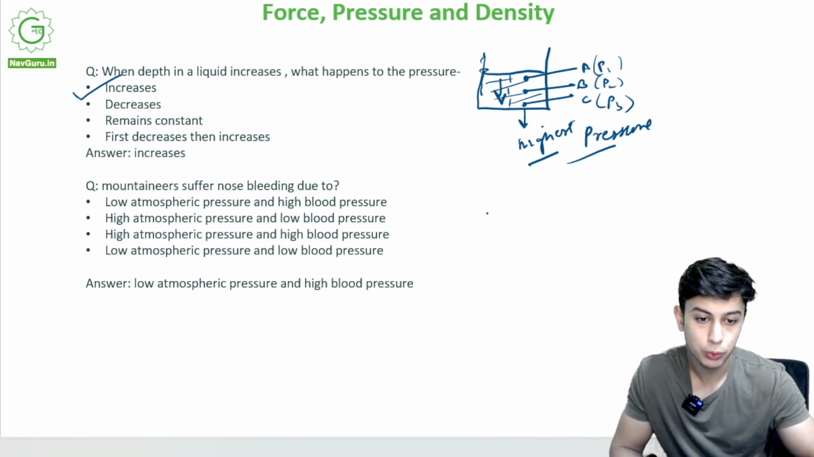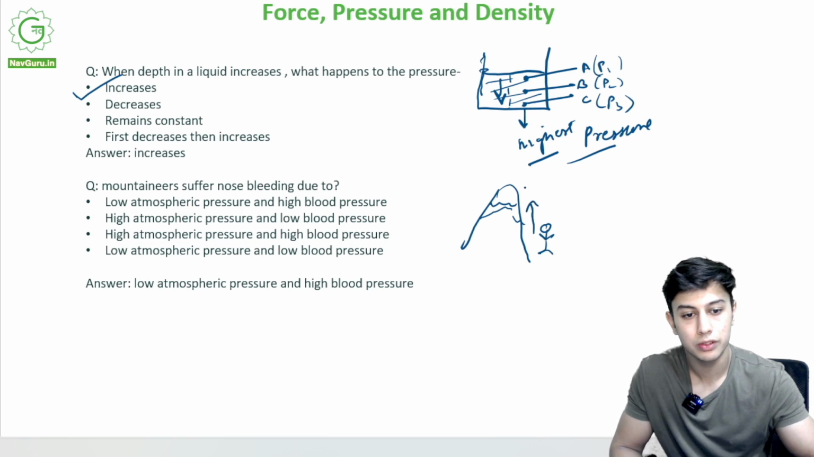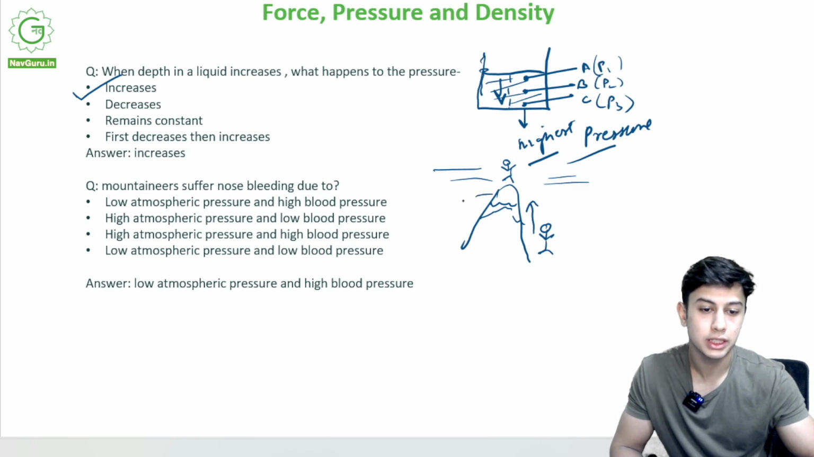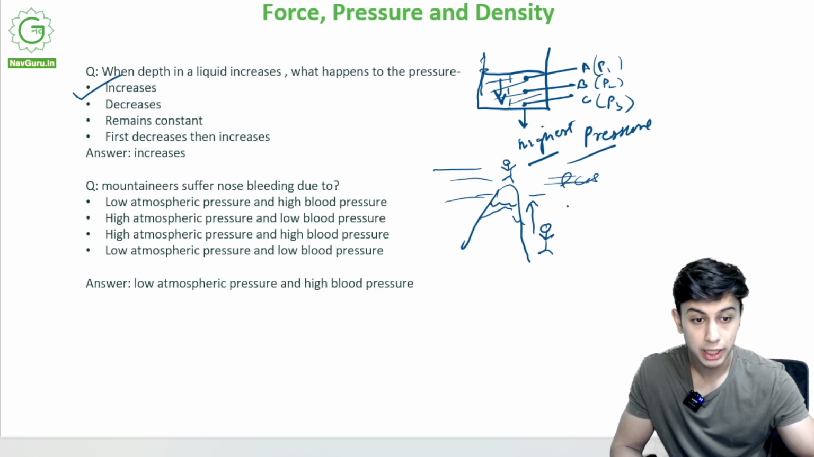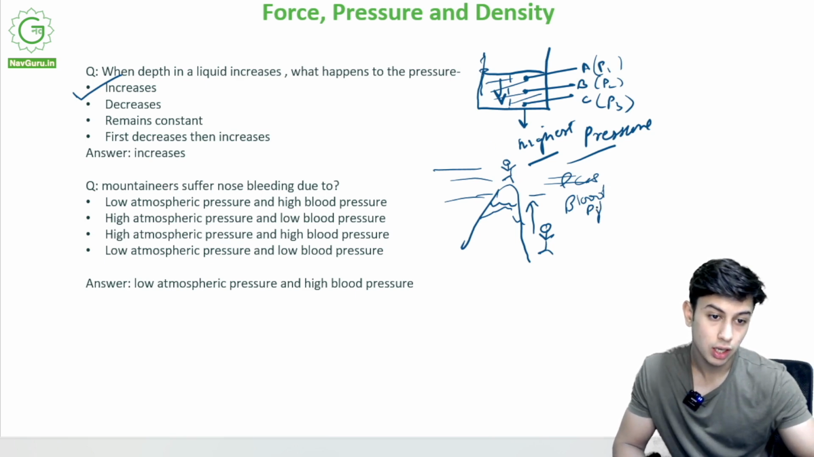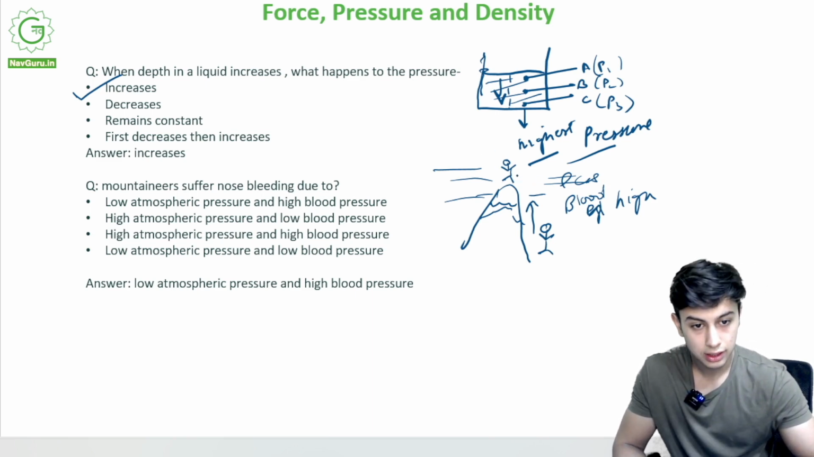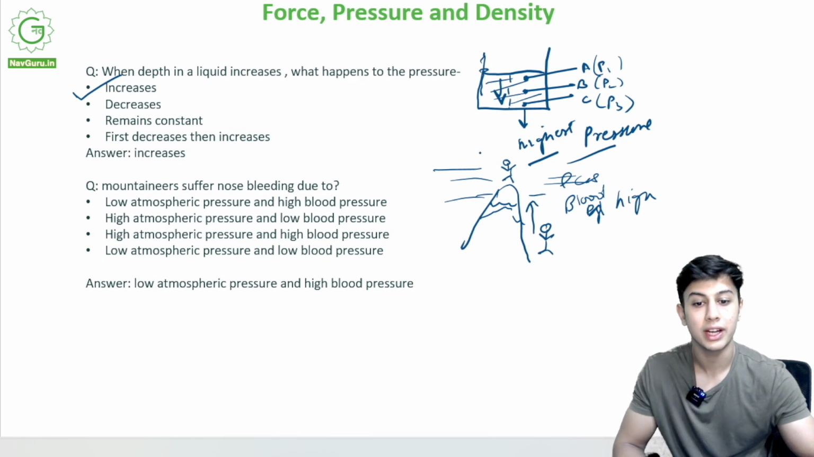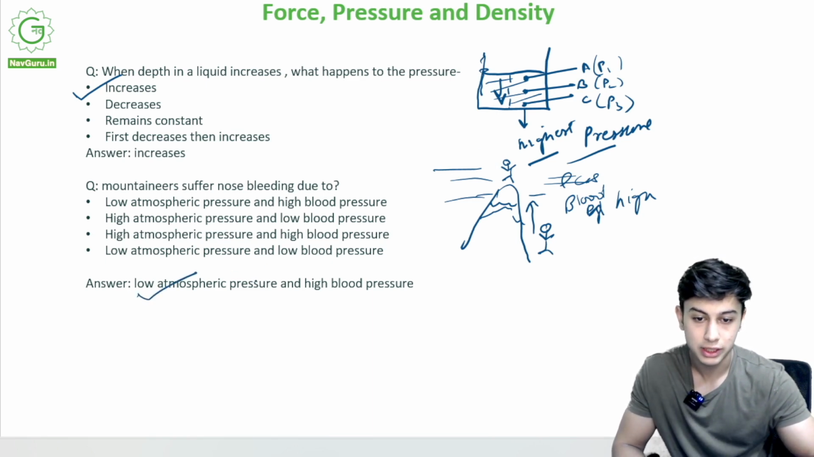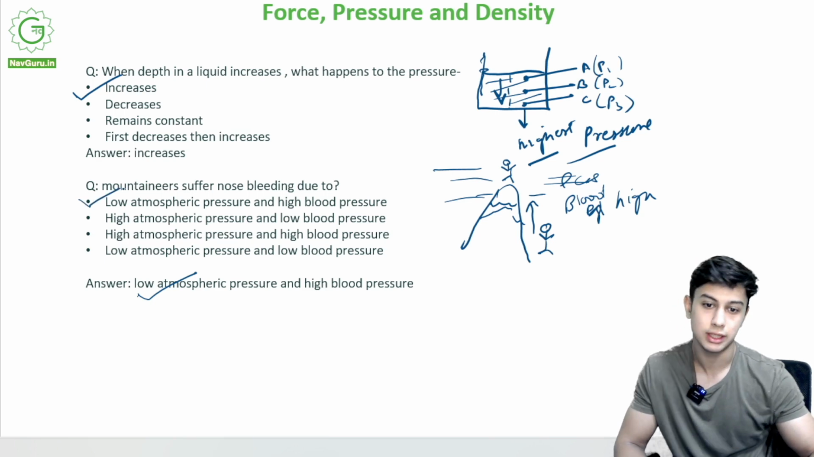Mountaineers suffer nose bleeding due to what? Supposedly there is a snow mountain, and someone is a mountaineer. He climbs up over here. Atmospheric pressure is less, but his blood pressure is very high. As a result, blood starts to come out of his nose. It finds a way to come out. This is low atmospheric pressure and high blood pressure.